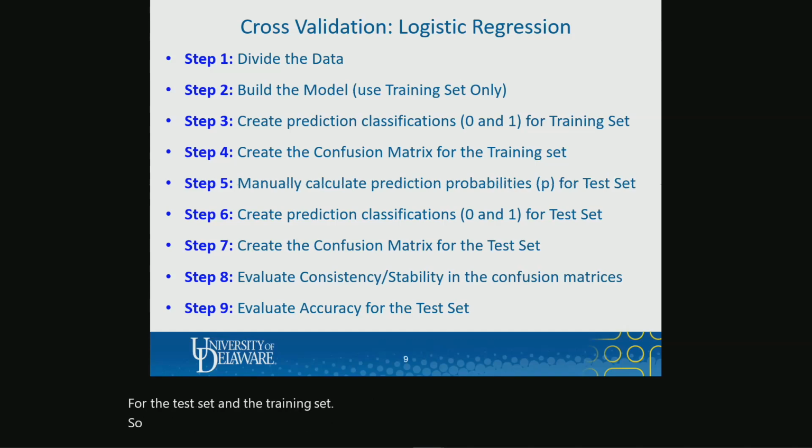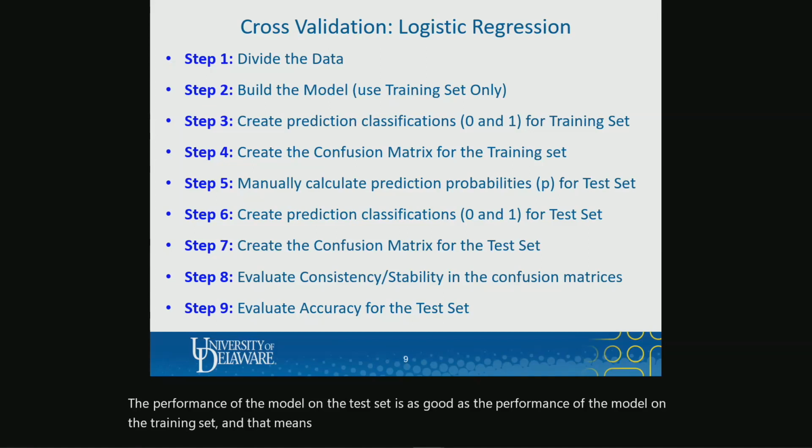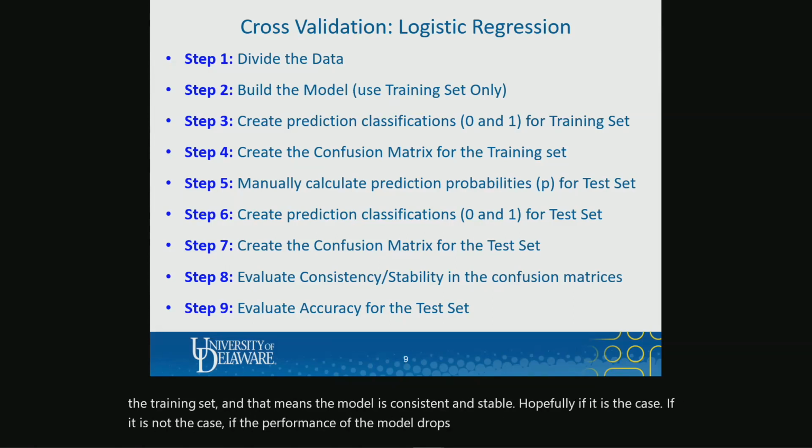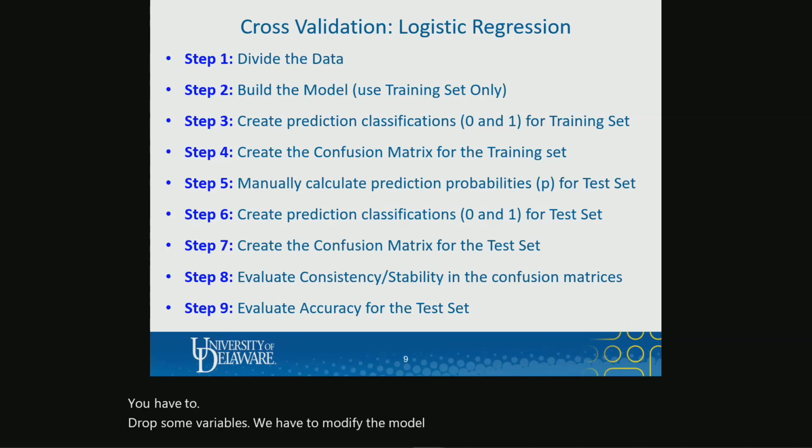So the performance of the model on the test set is as good as the performance of the model on the training set. And that means the model is consistent and stable, hopefully, if it is the case. If it is not the case, if the performance of the model drops significantly when we apply the model on the test set, that means the model is unstable and we cannot use the model.